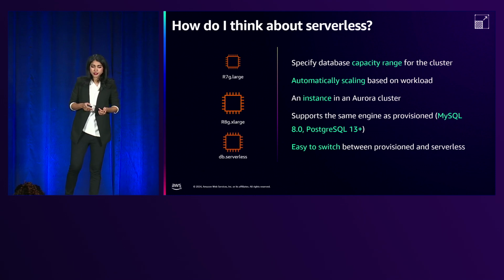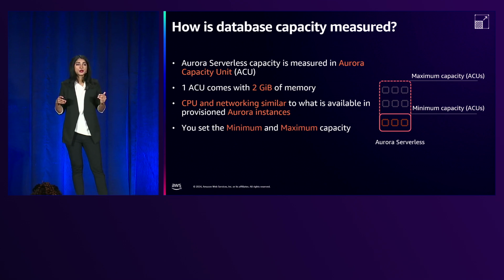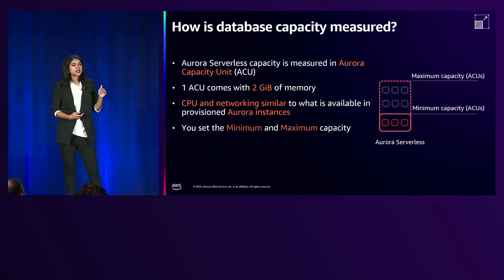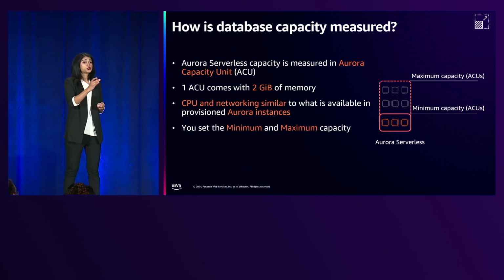Now, we talked about capacity, the min and the max you're setting. How do we go about measuring this capacity? We measure capacity in this high-level abstraction called an ACU, Aurora Capacity Units. What it means is it's a combination of 2 gigs of memory, so it's a 1:2 ratio. 1 ACU, 2 gigs of memory, and you get corresponding CPU and network that you require. Think about what you get with provisioned, it's very similar to that. When you're provisioning your database, what you do is you set the minimum capacity and the maximum capacity in ACUs, and the database scales within it.